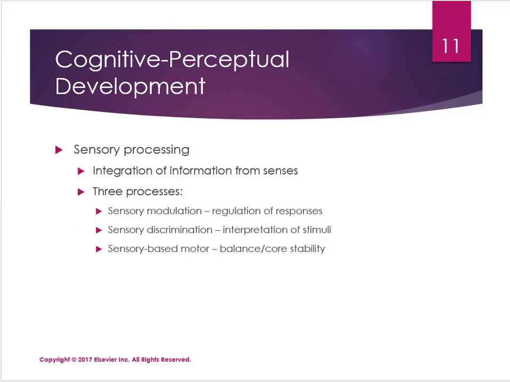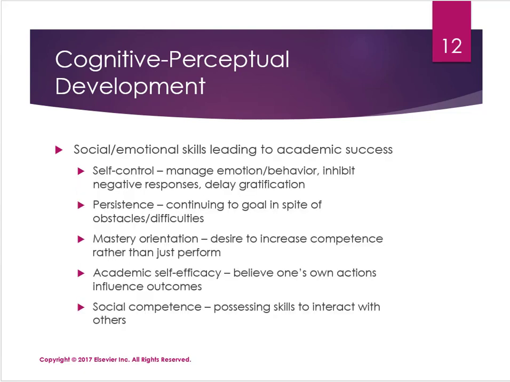Okay, so let's talk a little bit about sensory processing. It's the integration of information from different senses, and we know that there are different processes that can occur with all of our senses, such as our vision, hearing, touch, taste, smell, positioning, and movement. So we have sensory modulation, which is the regulation of the responses, sensory description, which is an interpretation of the stimuli and would include intensity, duration, spatial or temporal elements. And then we have sensory-based motor, which includes more about balance and core stability, as well as planning and sequencing movements.